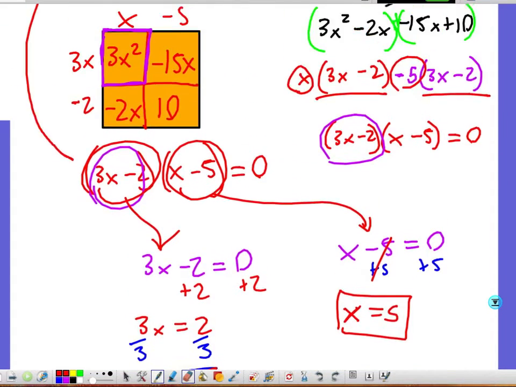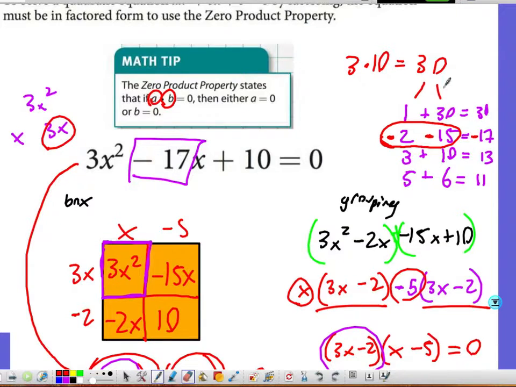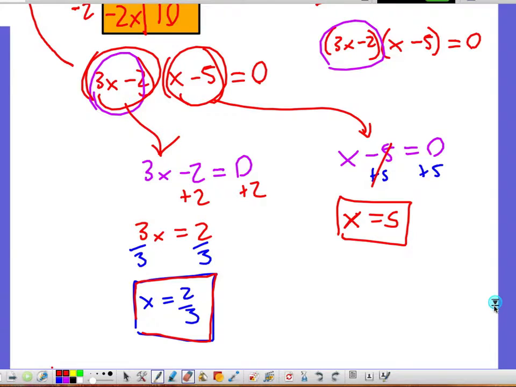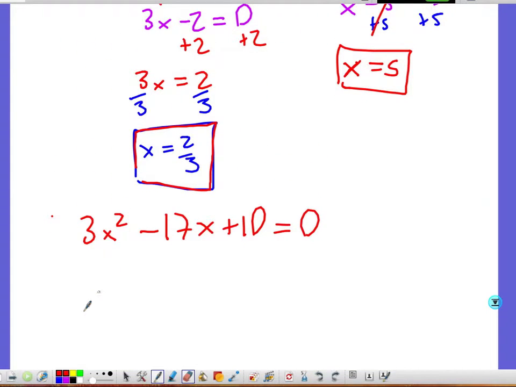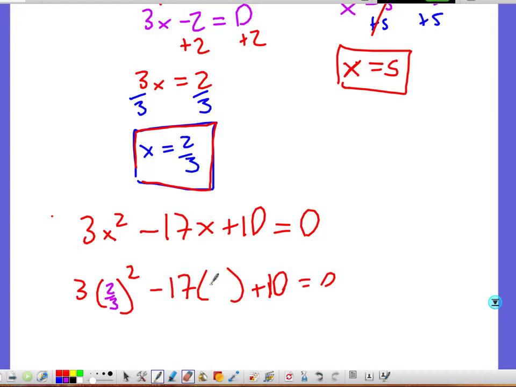Well, let's go all the way back to my original equation, which is 3x squared minus 17x plus 10 equals 0. 3x squared minus 17x plus 10 equals 0. And what these solutions basically mean is that if I plug them in for x, they should exactly equal 0.